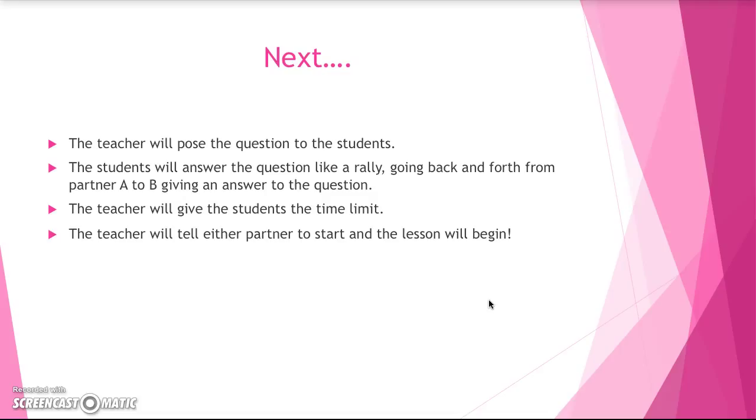The students will answer the question like a rally, so they'll go back and forth from partner A to partner B, giving the answer. So teachers might say, partner A, you're going to start. They will get the time limit. You have 10 seconds to answer this question, and you will begin. And it will go like this. The teacher will say, what are the parts of the electrical circuit? Student A, I would like you to go first. You have 10 seconds. Go. Student A will say, one part is a bulb or a device. Student B would then say, a battery. And then it would go back to student A. Student A might say a wire, and so on and so on. They will keep listing different parts of a circuit.